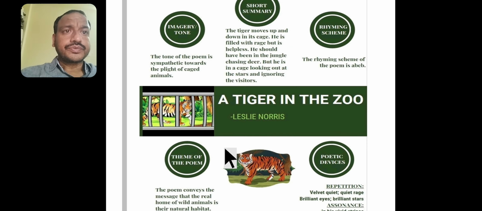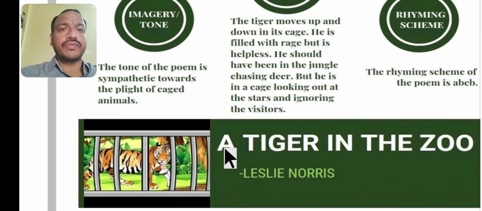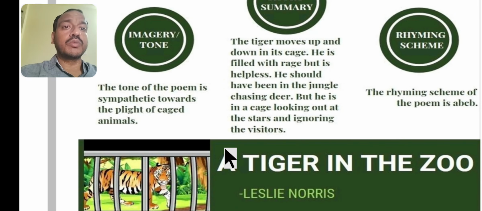Now, let us look at the tone of the poem. The tone of the poem is sympathetic towards the plight of the caged animals. So, we must express our feelings. How do we feel when we are in that position? So, here, a sympathetic attitude towards the plight of the caged animals. We need to express our sympathy towards the caged animals.